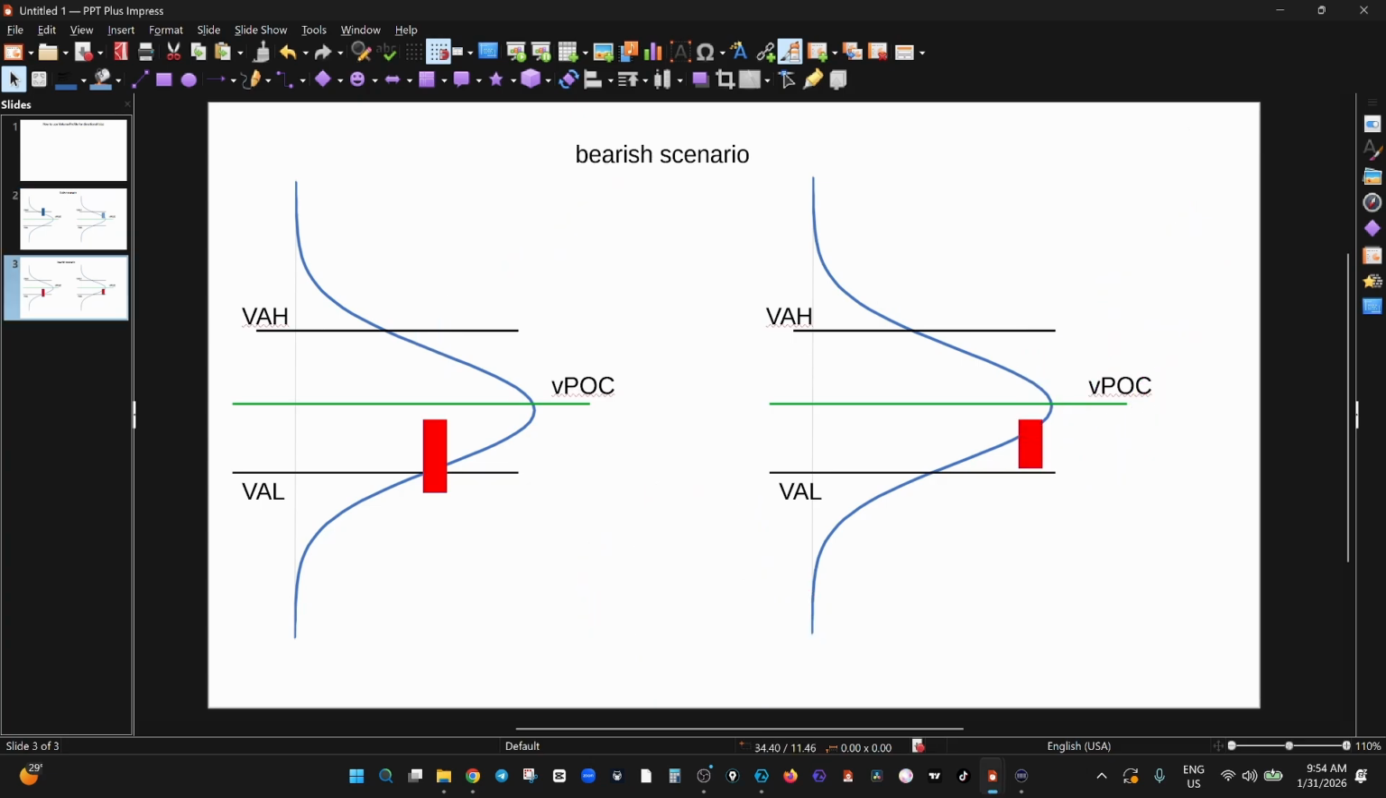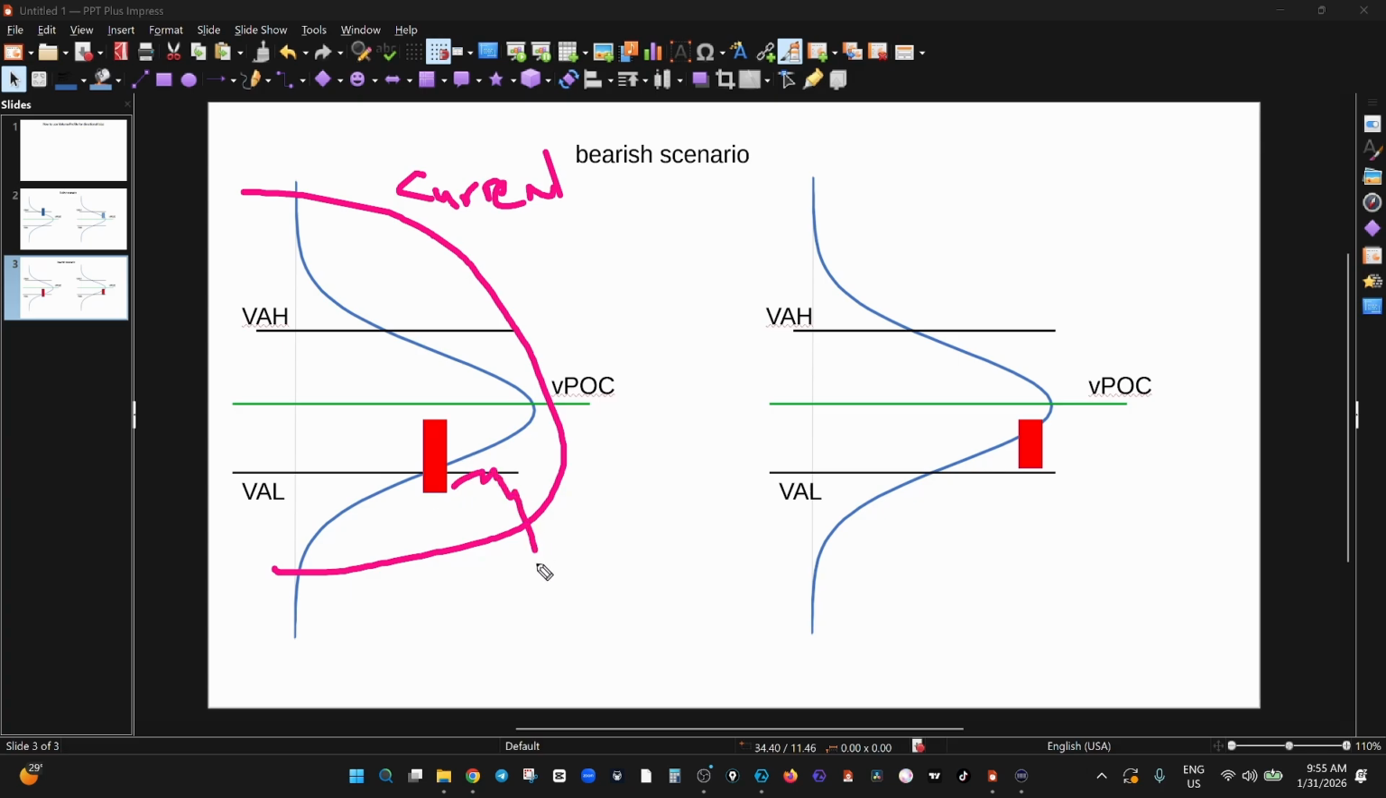Now, for the bearish scenario, we simply look at the value area low. And what do we want to see at the value area low? We want to see price close below the value area low at the end of the current week. At the end of the week, you want to see price close below. When this happens, it shows you that the market is bearish and you keep looking for bearish setups in the upcoming week.